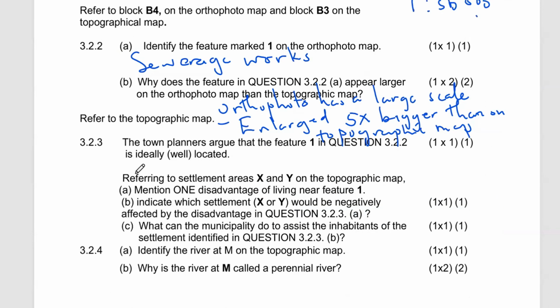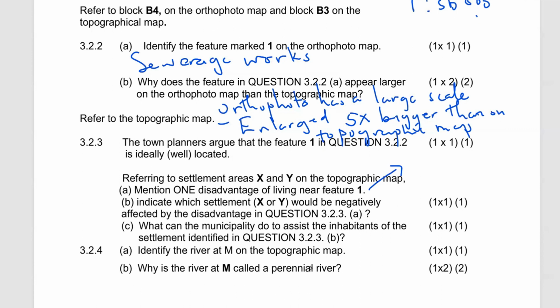Right. Number 3.2.3. The town planners argued that feature 1 in question 3.2.2 is ideally located, or is well located. Yes, it's ideally located. Mention one disadvantage of people living near feature 1.